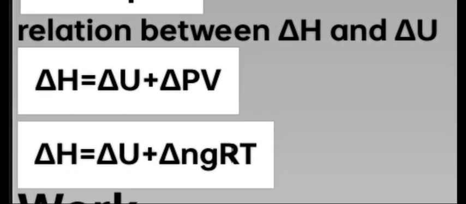And another important relation is delta H is equal to delta U plus delta NgRT. Here delta H is change in enthalpy, delta U is change in internal energy, delta Ng is the change in number of gas molecules in the given reaction, R is universal gas constant, and T is temperature. When delta Ng is equal to 0, then delta H is equal to delta U.